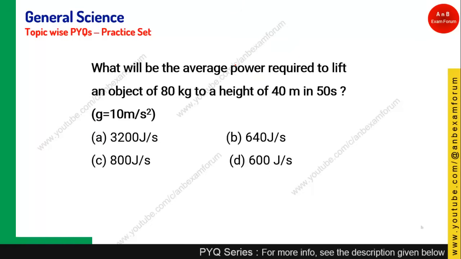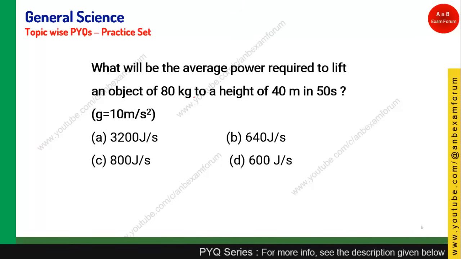Let's see the last question for today's session. So the question says, what will be the average power required to lift an object of 80 kg to the height of 40 meter in 50 seconds? Again you need to calculate the power. As we know, power is work done upon time taken. Work done we need to calculate. Time is given as 50 seconds.